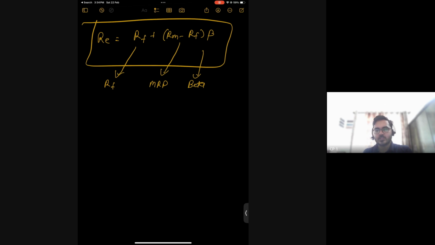So that basically covers up our understanding of the required rate of return as well. Now let's do another model. The next model is free cash flow for equity.